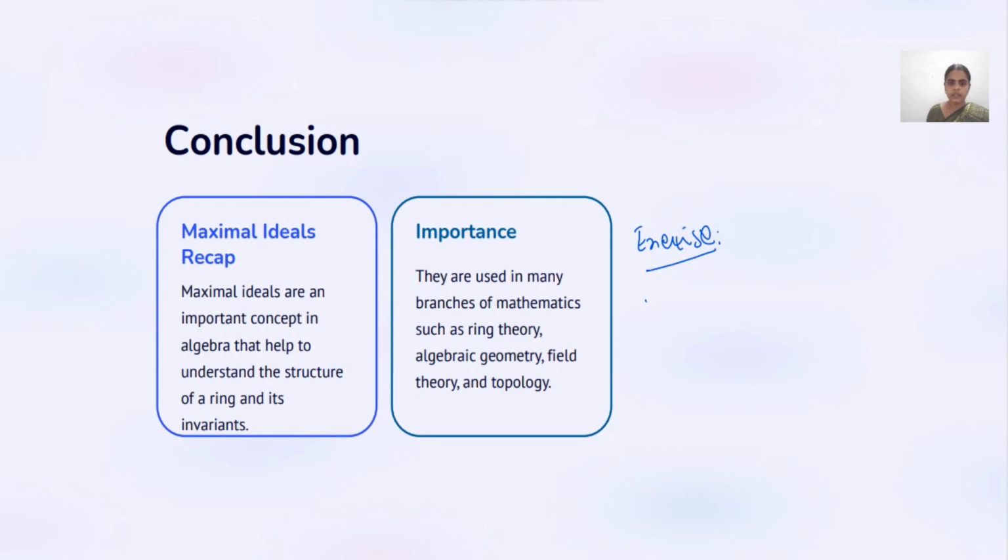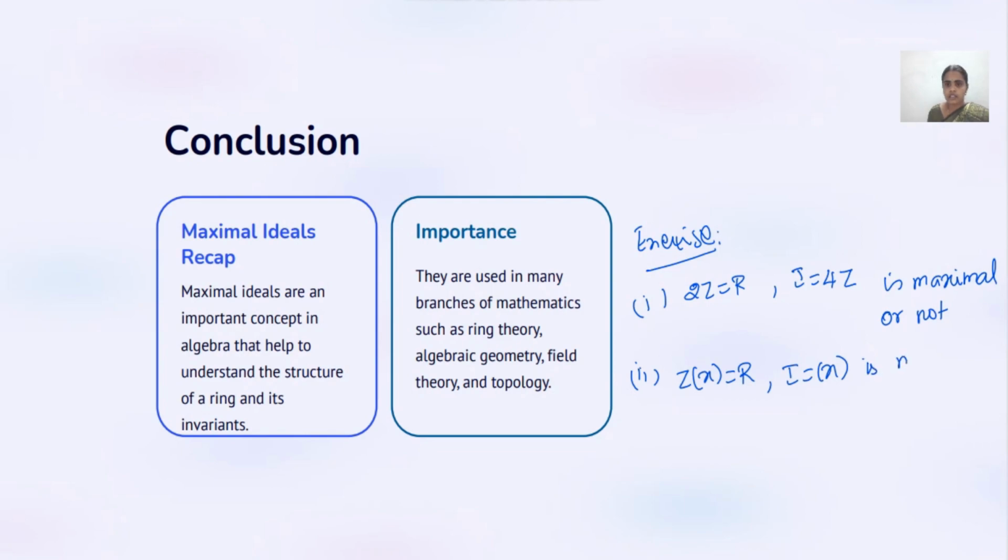Anyone can attempt this one. First, anyone can check for the even integers and the ideal, that is, multiples of 2 in Z, whether it is maximal or not. Secondly, anyone can attempt to verify, for the ring of polynomials, whether the ideal generated by x is maximal or prime ideal or both.